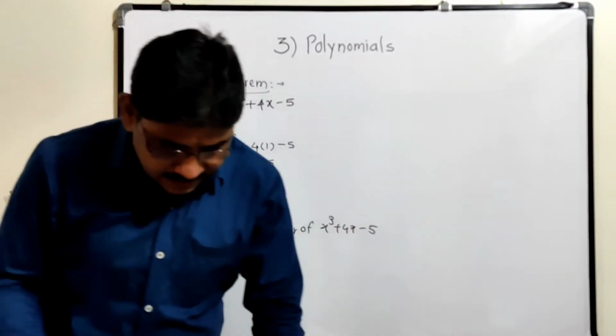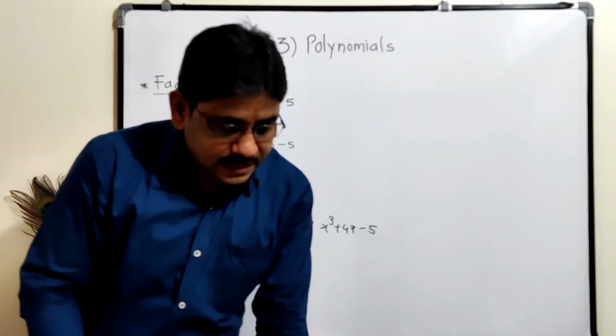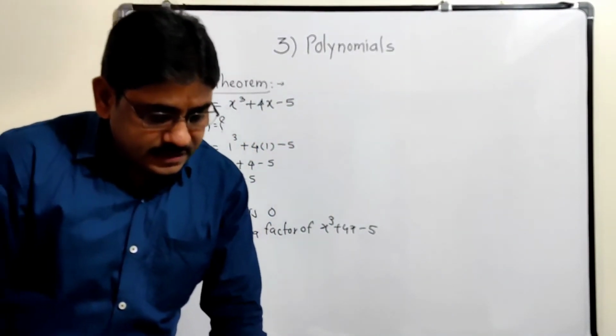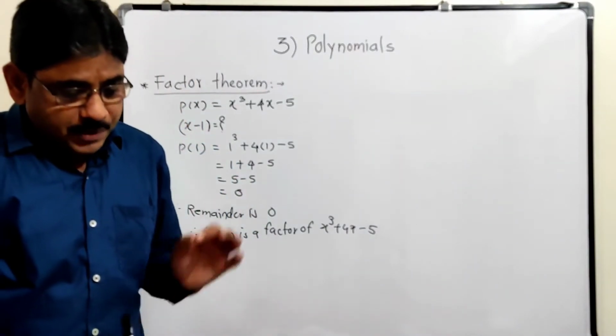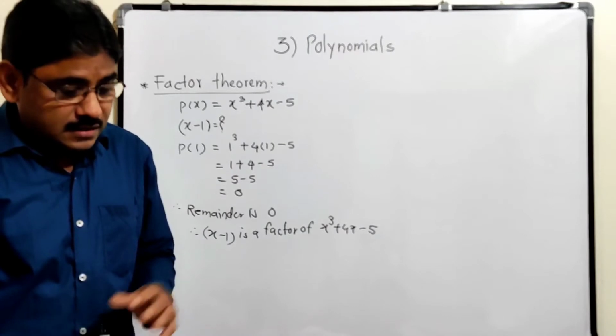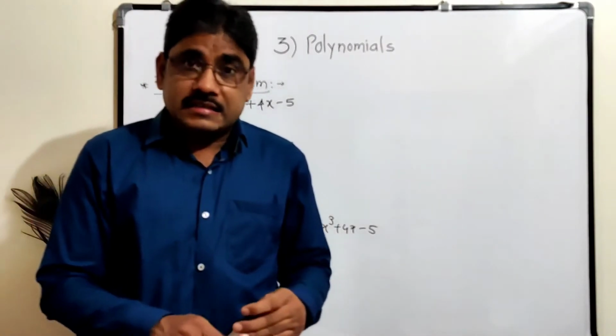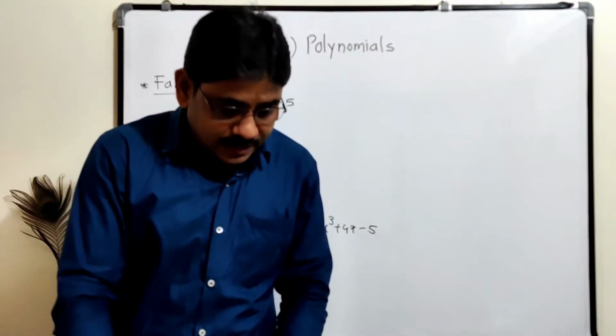So how can we write the factor theorem? Let us see that factor theorem. If p(x) is a polynomial and a is any real number, if p(a) is equal to 0, then x minus a is a factor of that polynomial. Now let us see examples directly, then you get the clear idea.